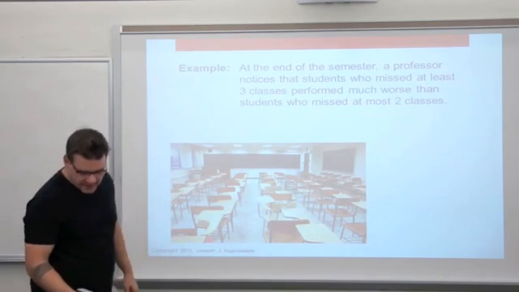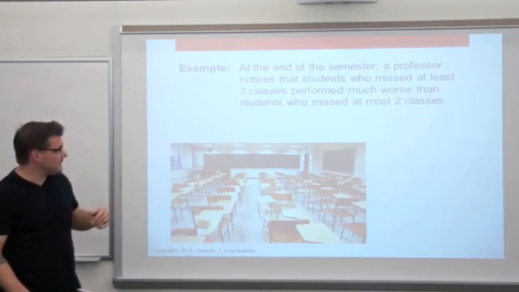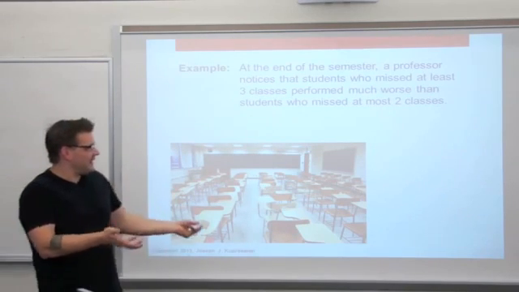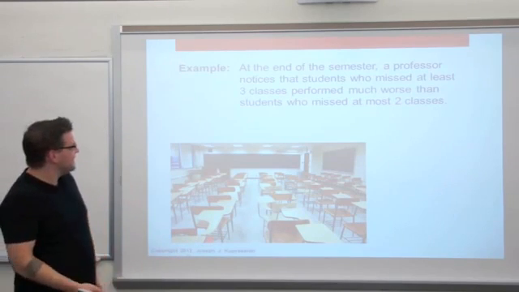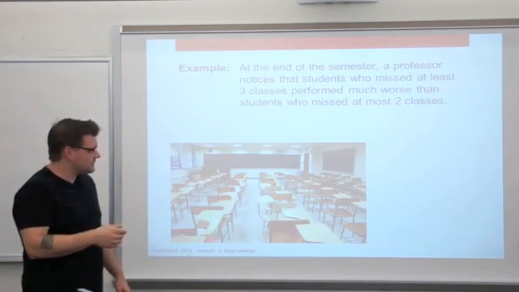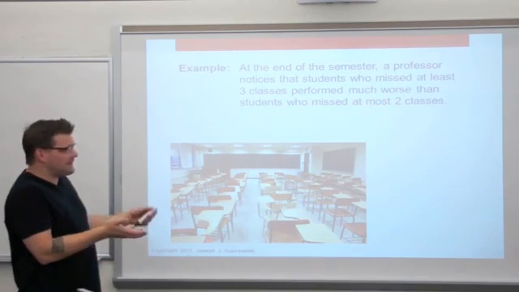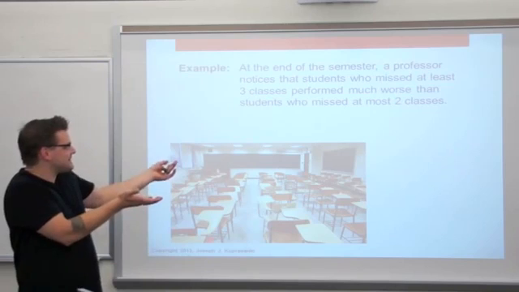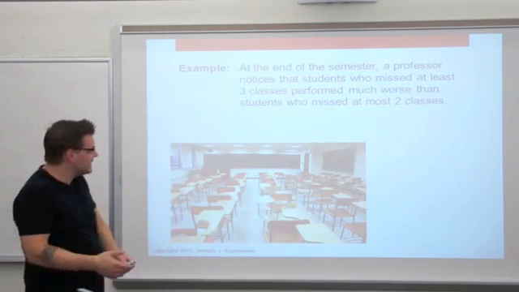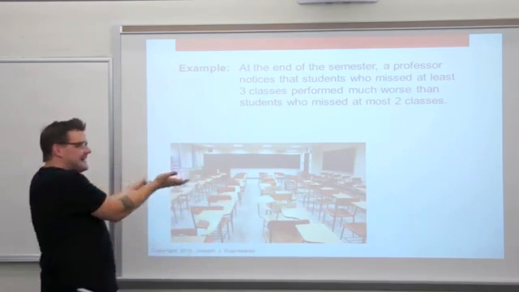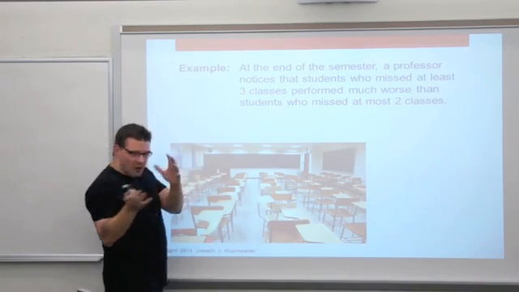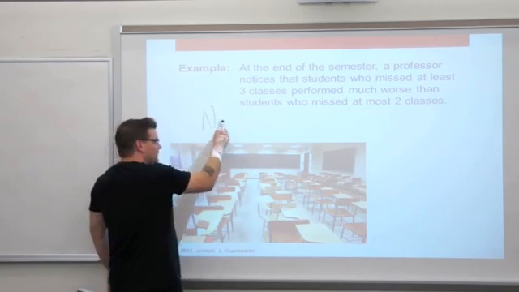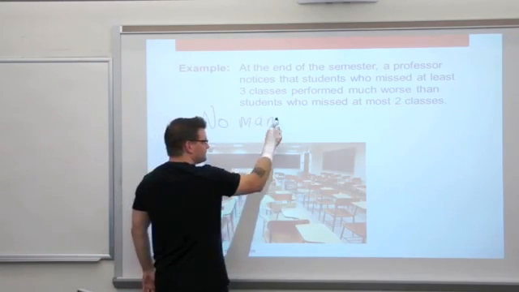A few examples here in the notes. One semester at the end, the professor notices that students who missed at least 3 classes performed much worse than students who missed at most 2 classes. The professor recognizes a pattern. The more absences students have, grades tend to get worse. It's an observational study. There's no manipulation of the data by the professor, right? No manipulation.